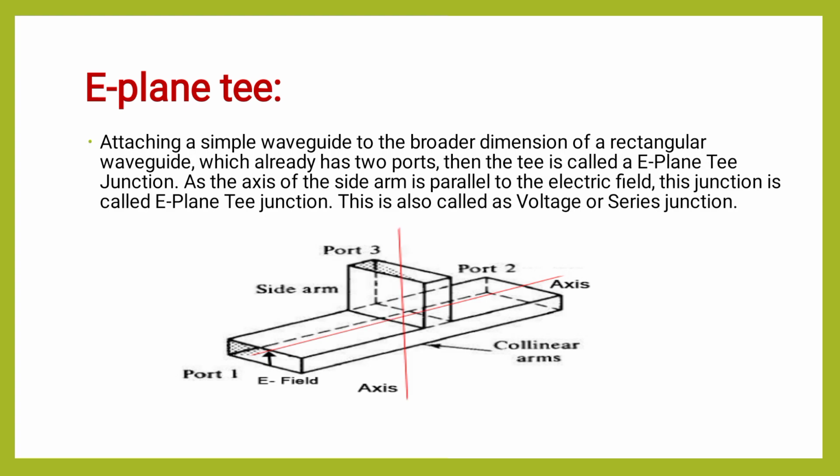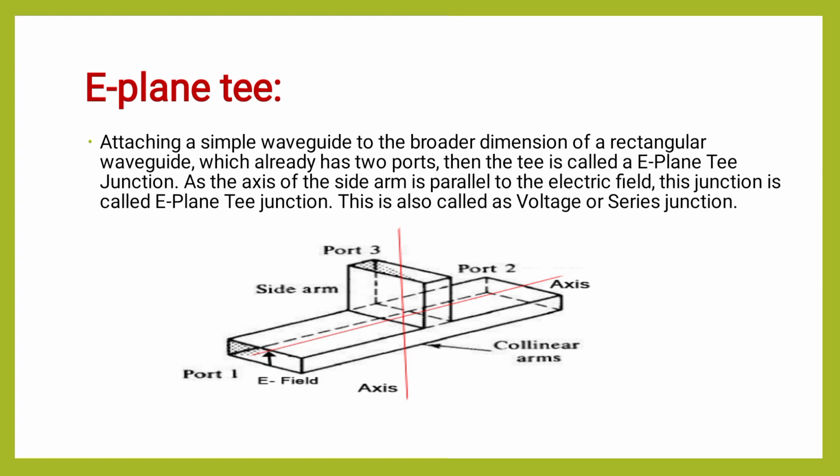Here observe the pictorial representation, then we can understand much more clearly. Here it is port 1, port 2, and the top one is port 3. Here observe, port 3 is connected to the broader dimension of the main waveguide. This is the main waveguide and this is the auxiliary waveguide. The top one is the auxiliary waveguide and the bottom one is the main waveguide. This auxiliary waveguide is connected to the broader dimension of the main waveguide. Then we call this type of T an E-plane T or voltage or series junction.